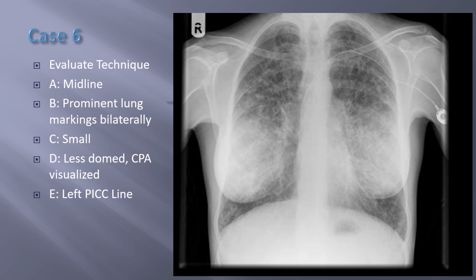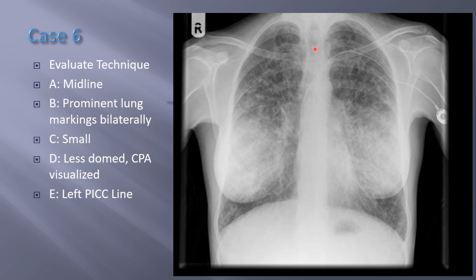All right, technique-wise, I can see my trachea, I can see the spine through the heart, and clavicles are equal, and the spinous processes are in the middle of the clavicle heads and the vertebral bodies. So good technique. So A, B, C, D, E.